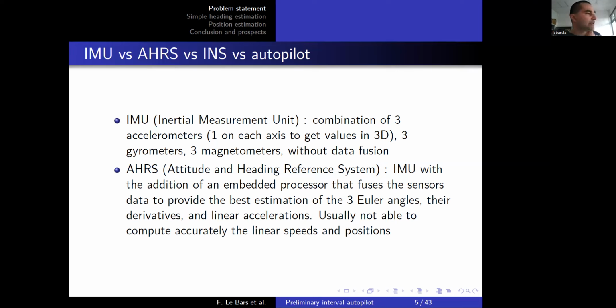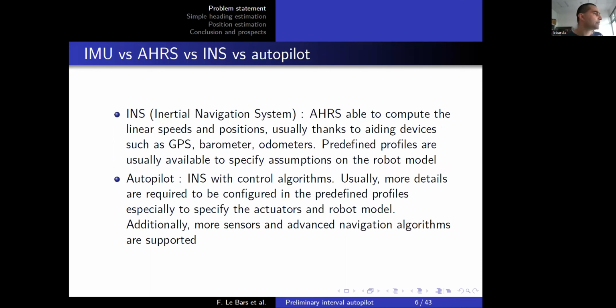The attitude and heading reference systems, on the contrary, are the same as the IMU, but with the addition of an embedded processor able to fuse the sensor data. Typically, it tries to estimate the best the 3 Euler angles and rotation speed. Typically, this device is not really able to estimate the positions. This is more the idea of what we call an inertial navigation system.